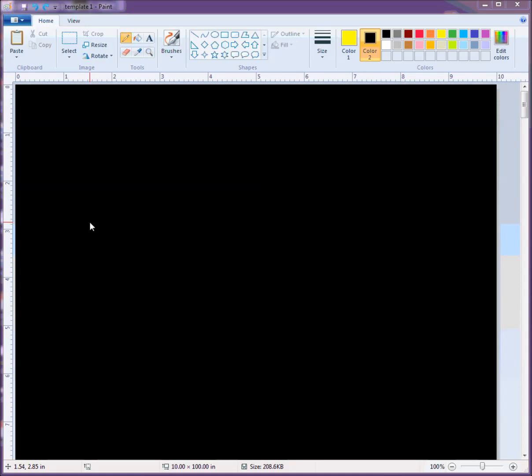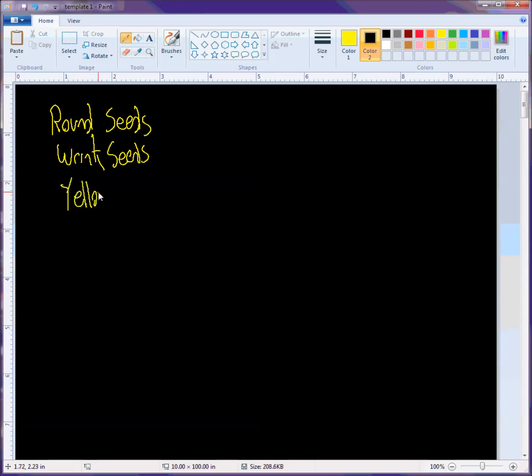So, okay, let's review some stuff here. So we have round seeds and wrinkled seeds. Let me move the mic a little closer here. Round seeds and wrinkled seeds, and yellow cotyledons and green cotyledons.